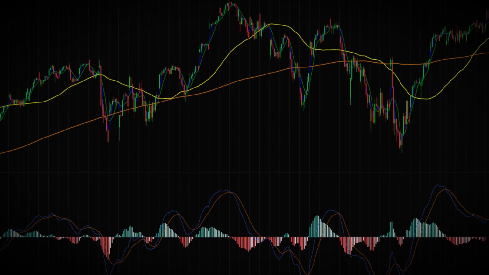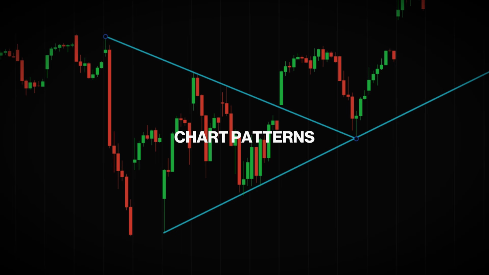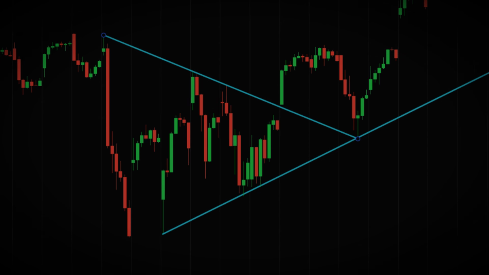A lot of people will look at indicators and chart patterns and things like that, but the problem with those types of things is those are all just a mirror reflection after the fact of what the market auction is doing in real time.